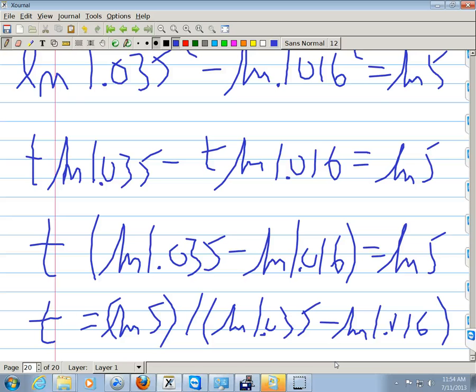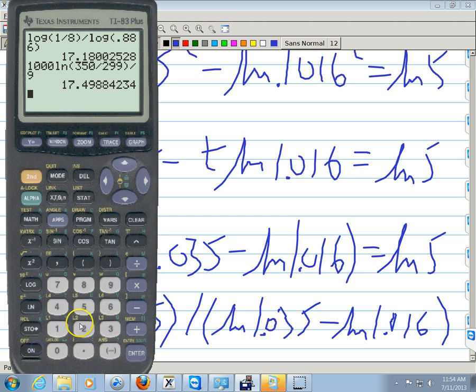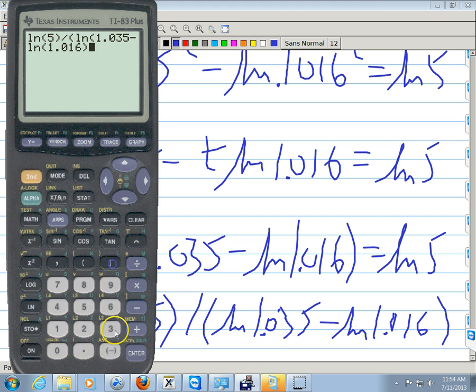How are you going to get that? If, say, t, I'm going to make it up, say t is 10. How are you going to figure out the population that they both have in common now? Plug it back in, the 10, right? Okay. So this is calculator time. So it's ln of 5 divided by the quantity ln of 1.035 minus the ln of 1.016 is 85 years, say, to the nearest year.